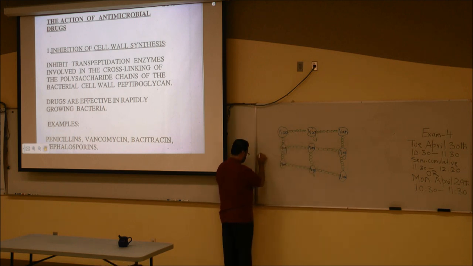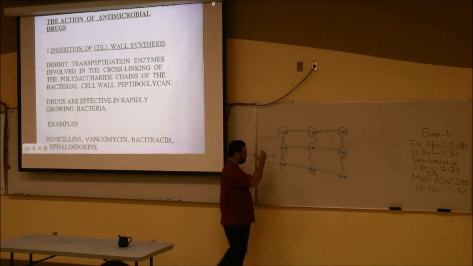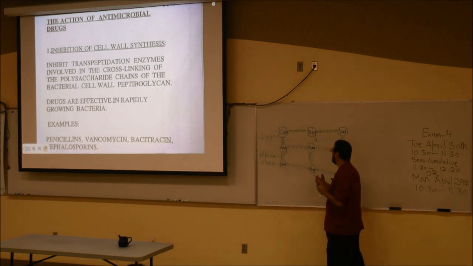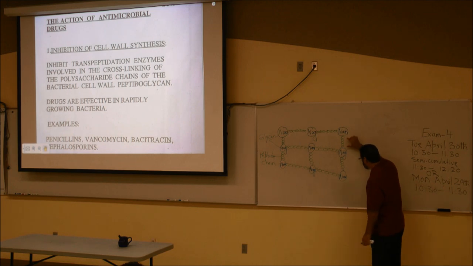So this is peptide chain, and this is glycan, the sugar part. Glycan, peptidoglycan. Okay? Now when the bacteria is making this peptidoglycan, the bacteria needs the enzyme to link the peptide chain to the sugar. It needs an enzyme, right?